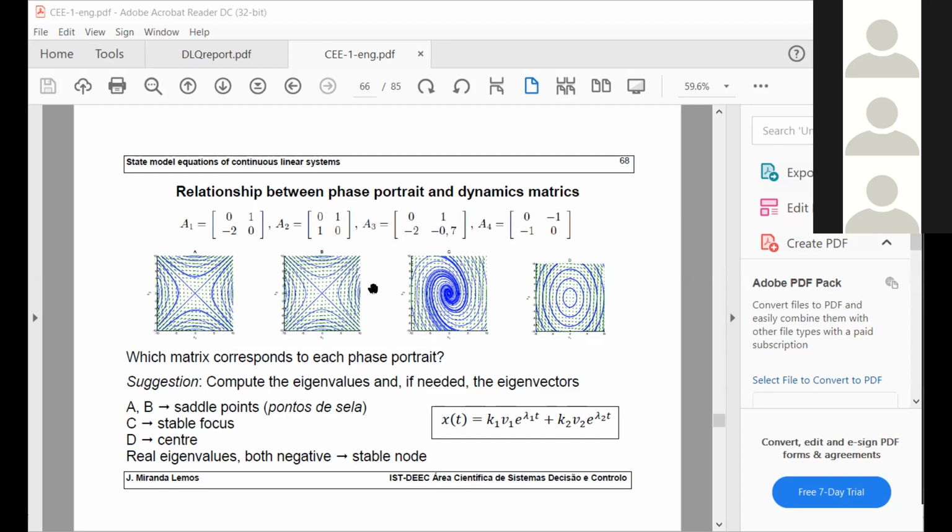And now we have these two. In these two cases, we don't have any oscillations, but we have exponentials composed. Now, how can we discriminate between these two? You can look at the eigenvectors. Let me show the next slide.